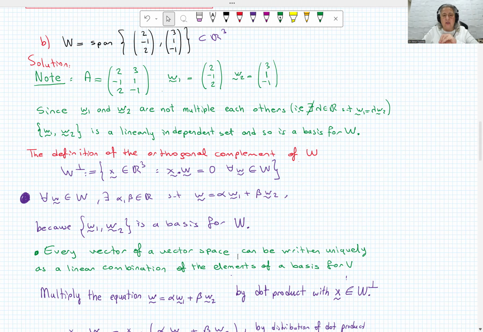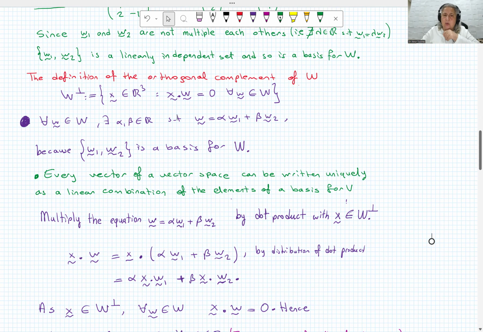Every vector of a vector space can be written uniquely as a linear combination of the elements of a basis for V. This was the key point of a basis. So since w1 and w2 is a basis, every vector can be written as a linear combination. This is what I've done here. This is nothing obscure. So every w can be written as a linear combination, with alpha and beta existing such that I can write it. That's the definition of a linear spanning set.